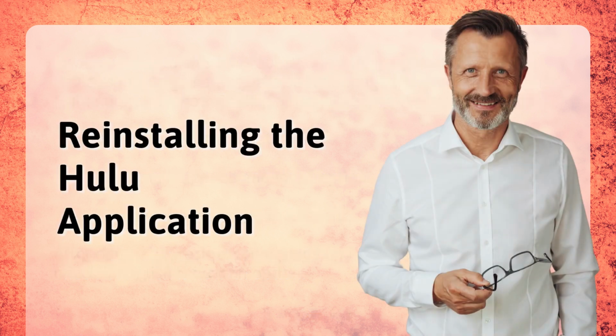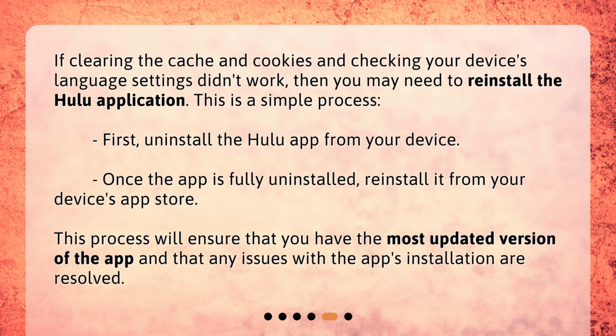Reinstalling the Hulu application. If clearing the cache and cookies and checking your device's language settings didn't work, then you may need to reinstall the Hulu application. This is a simple process. First, uninstall the Hulu app from your device. Once the app is fully uninstalled, reinstall it from your device's app store. This process will ensure that you have the most updated version of the app and that any issues with the app's installation are resolved.